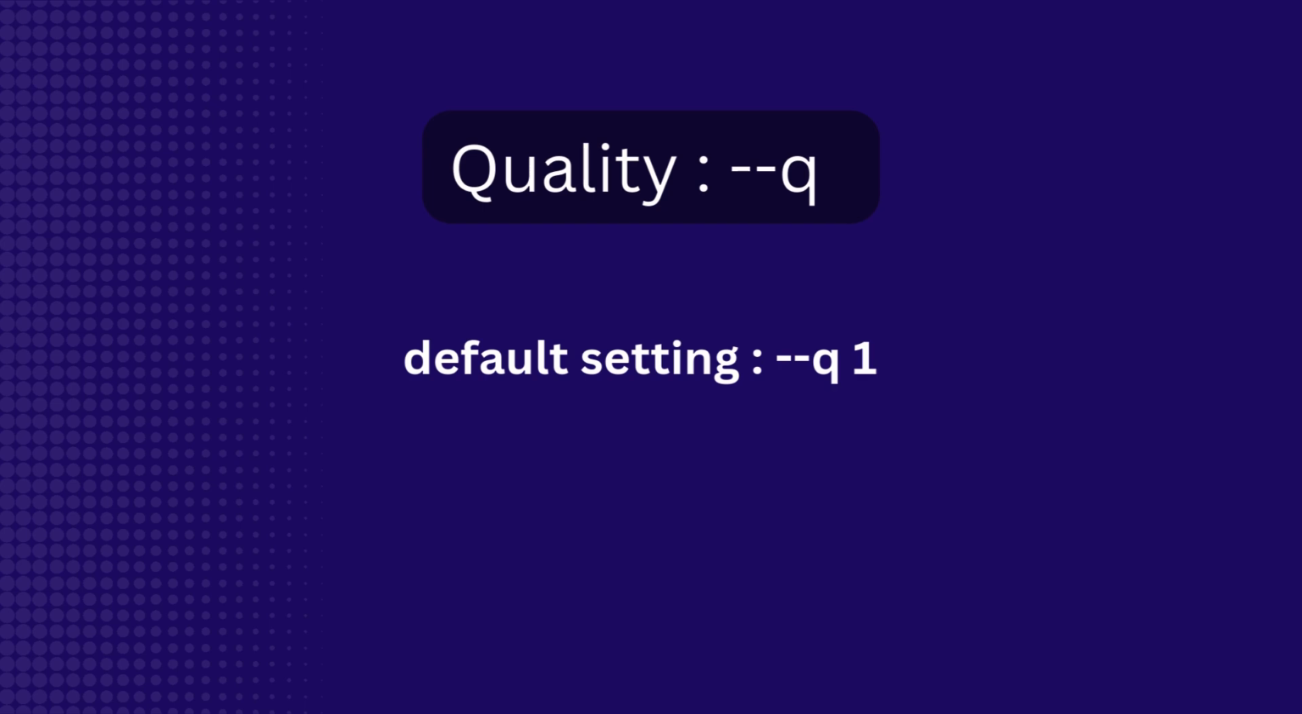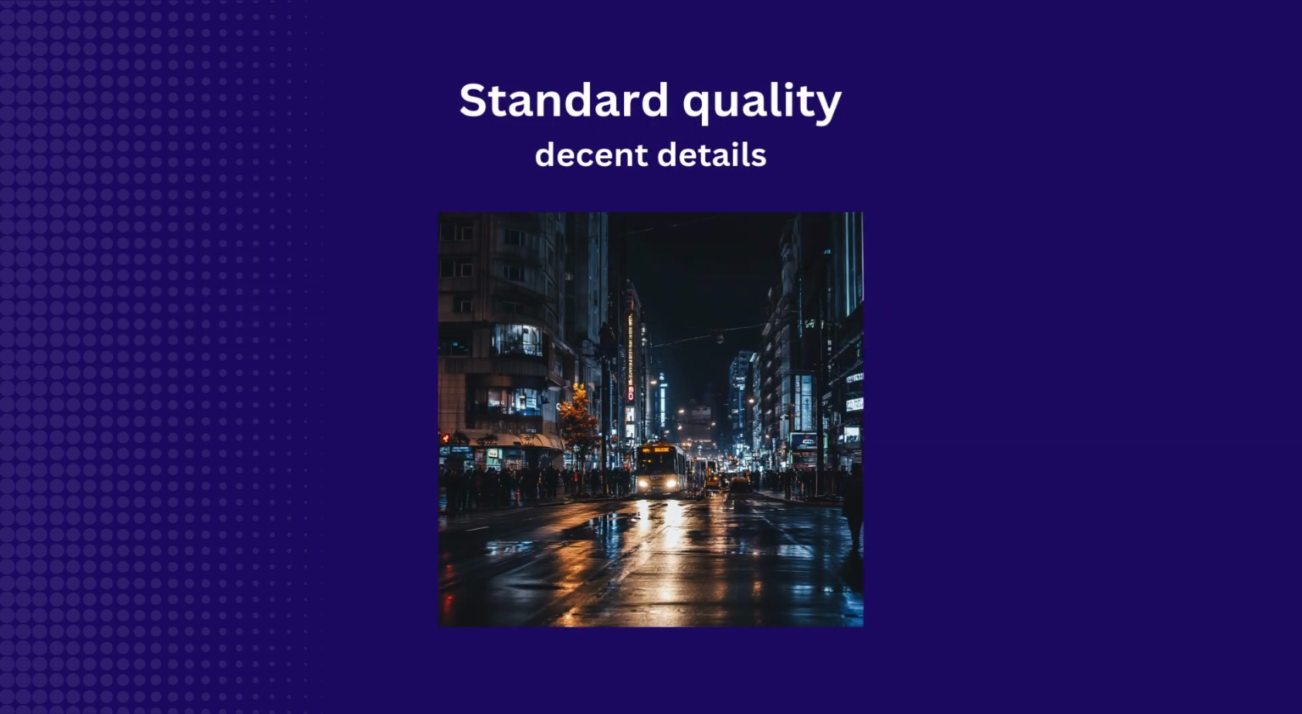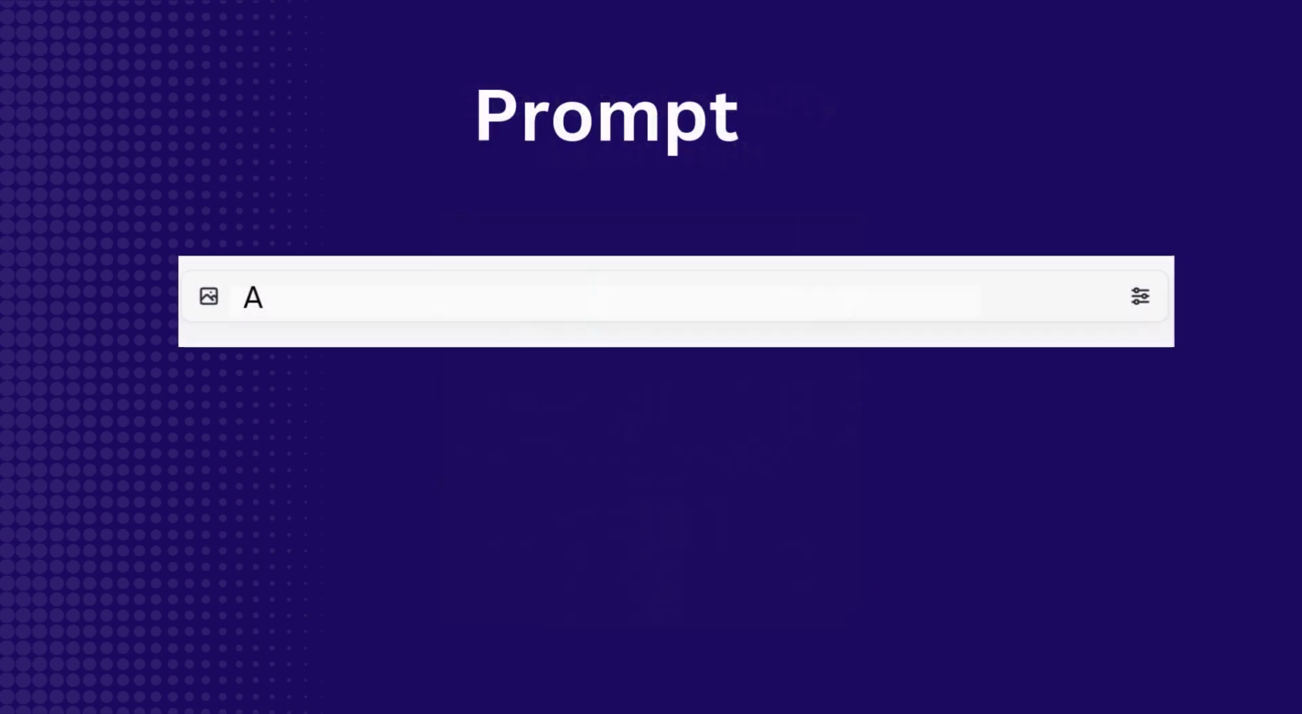Parameter quality, --q. This controls the rendering time and detail of your images. The default setting is --q 1, but you can increase it for higher quality outputs. Examples. Prompt: a bustling city street at night, --q 1. Result: a standard quality image with decent details.